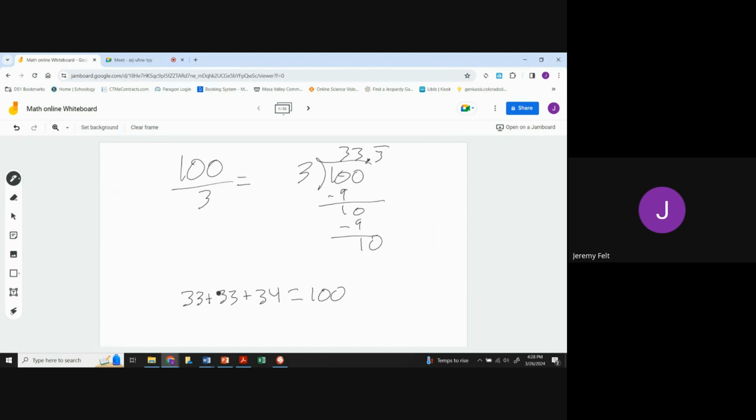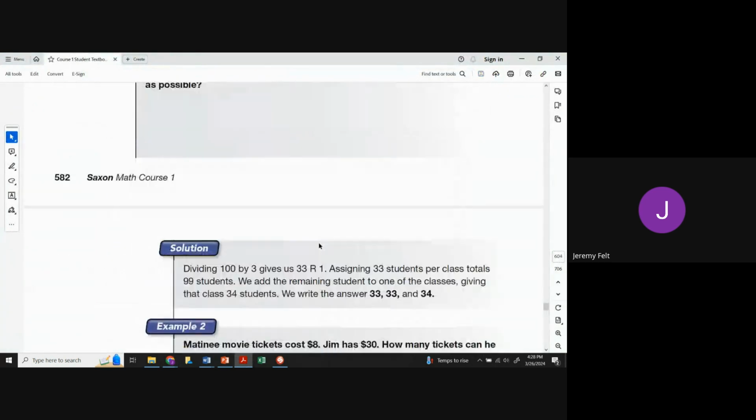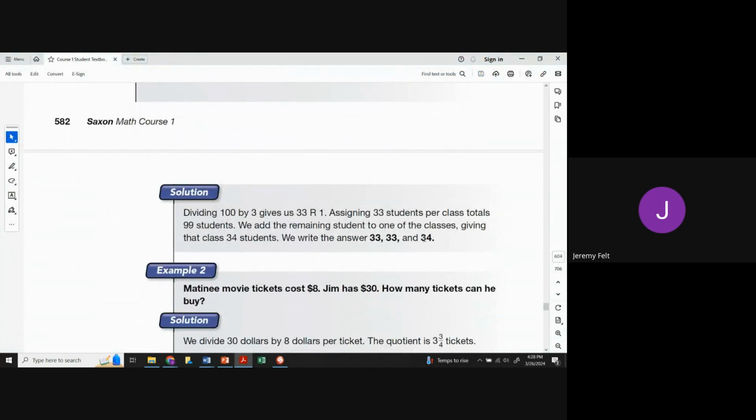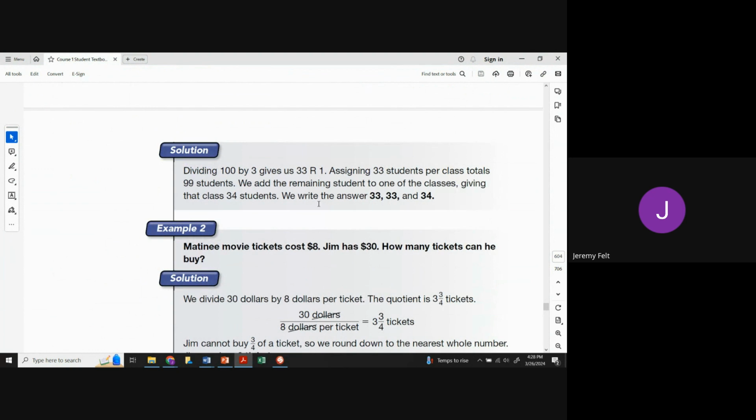So the most equal way to divide it up is to have one classroom be 33, another classroom be 33, and then we're going to have a third classroom that has 34 students in it. So that's going to be the most equal. So that remaining student, that remainder 1 that we came up with, is going to have to be assigned to one of our classrooms.